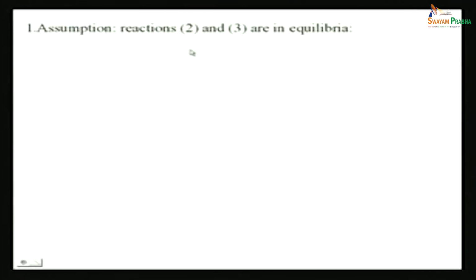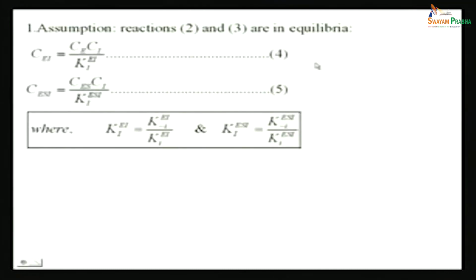So the first one is that reactions 2 and 3 attain equilibrium. This is what you have, and if you want, you can make a note. CEI is given as CE times CI over KEI. That's first. Second, CESI is given as CES times CI over KEI. But our goal is to be able to express these complexes in terms of the respective elements.